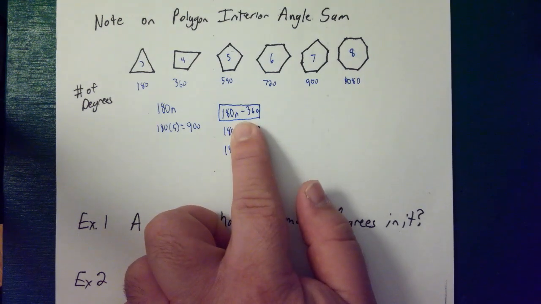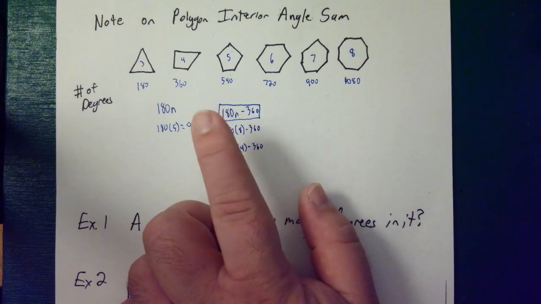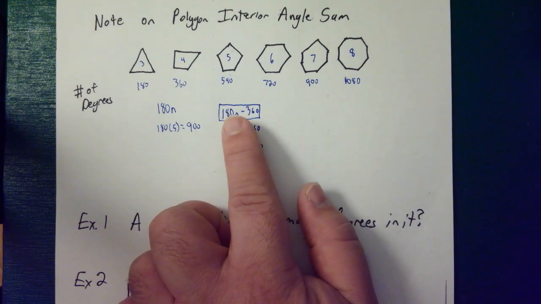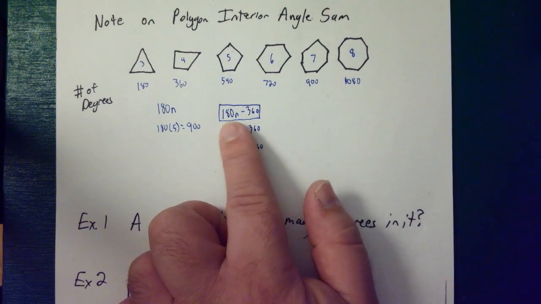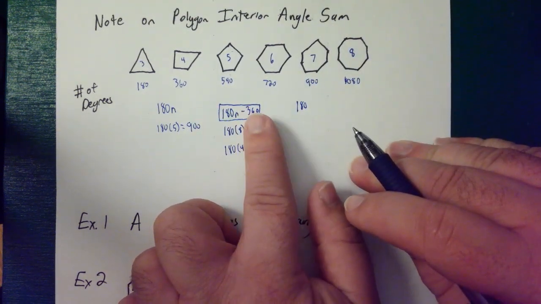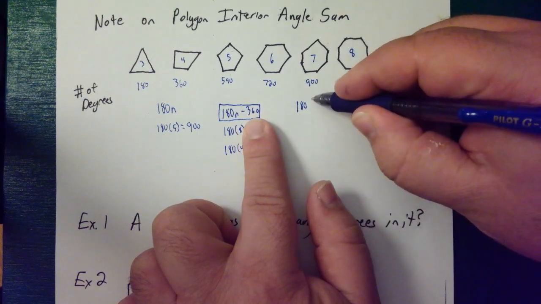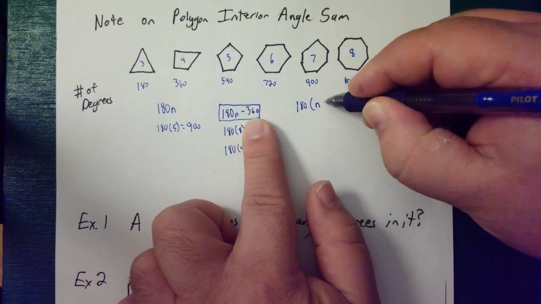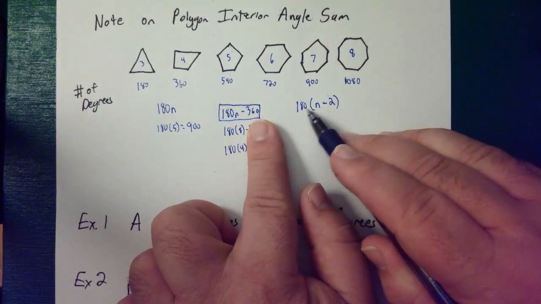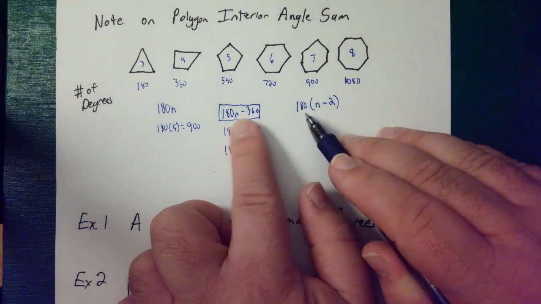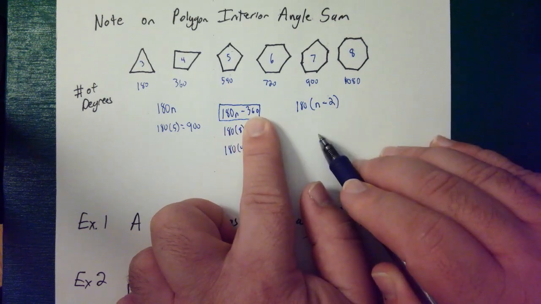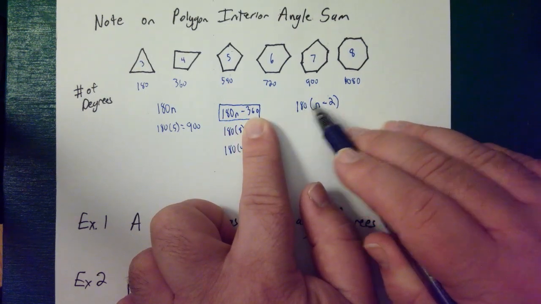This will work, but because I understand factors and I understand how many times something goes into something else, I see that I could factor out the 180. 180 goes into this one time and it goes into that 2 times. And so 180 times n minus 2. Because now if I distribute this, I would get 180 times n, and 180 times negative 2 would be negative 360. So 180 n minus 360.